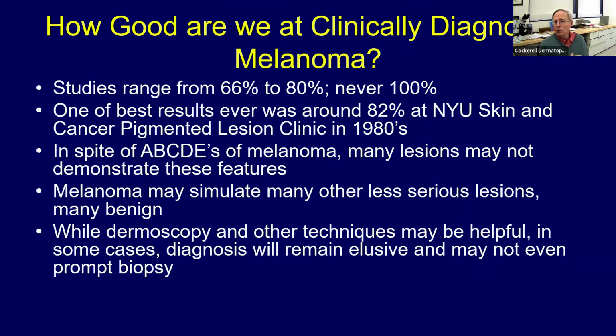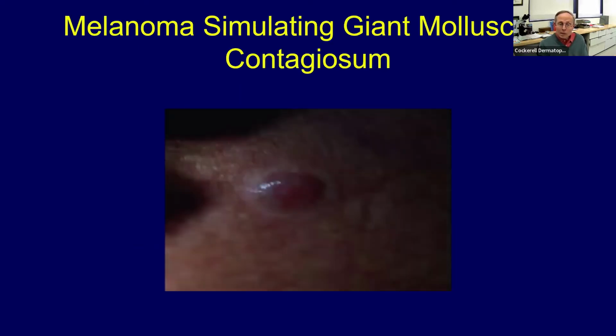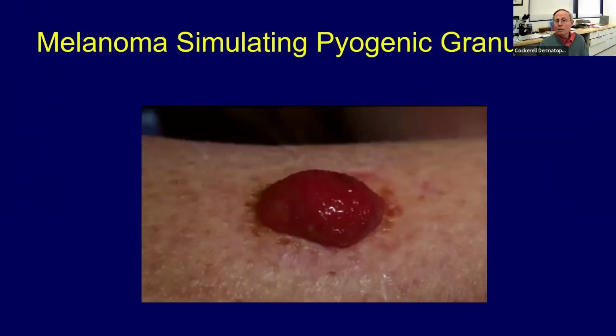And in spite of all our A, B, C, D, E features that we use, we see melanomas that can simulate less serious lesions, and more serious lesions that simulate melanoma. Here are some examples. These are a couple of melanomas that look a lot like a basal cell. Another one was thought to be molluscum contagiosum; that white ring around the edge was because it had been frozen with liquid nitrogen. This one obviously looks like a pyogenic granuloma. That's kind of the classic simulator.